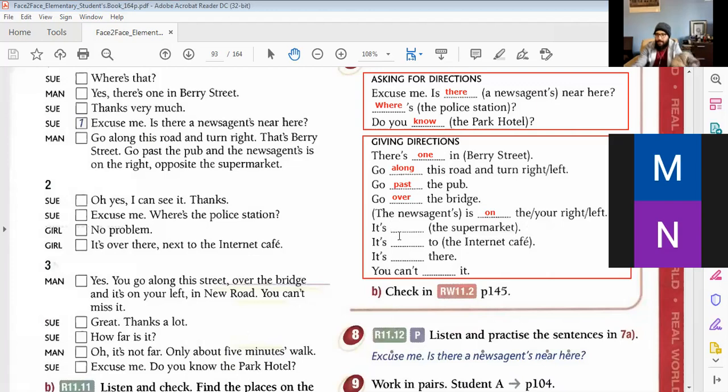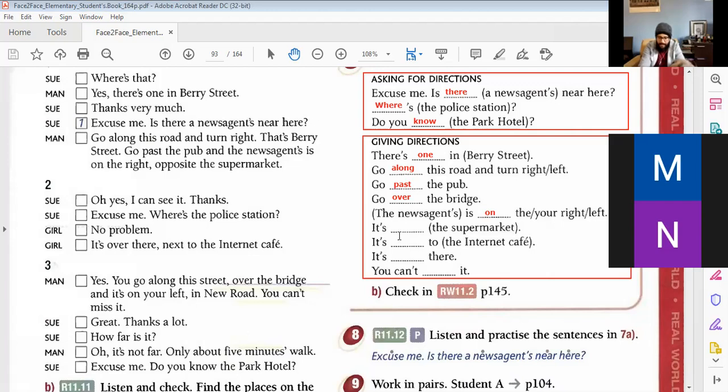Okay, what about this one? It is over. Over? Can we say over the supermarket? What does it mean, over the supermarket? I don't know. You're not sure? Okay, check the conversation. Check conversation number 1.